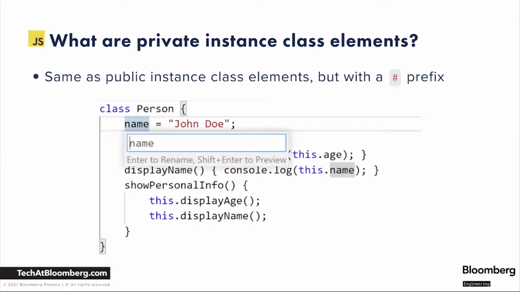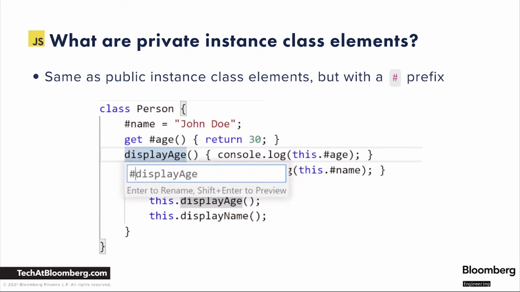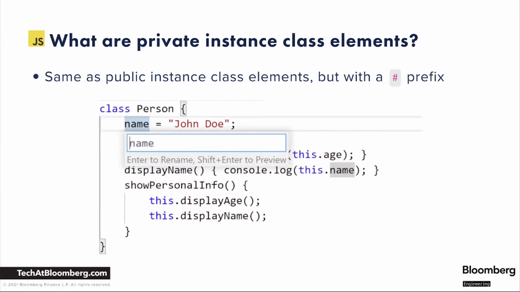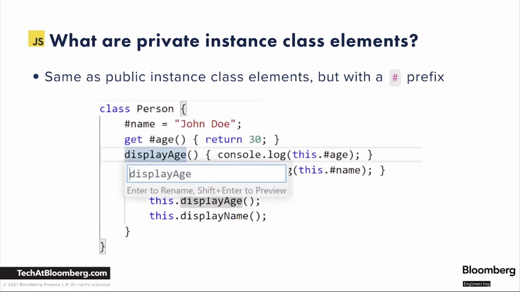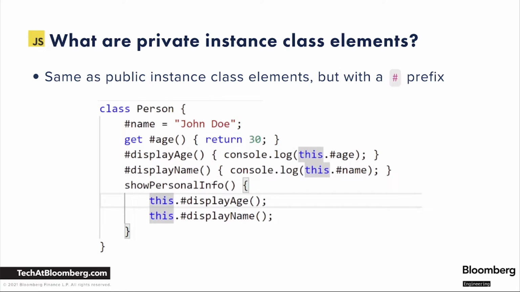To understand private instance class elements, we can look at them in comparison to their public counterparts. At the very basic level, they look very similar, but they are named with a hashtag prefix. So basically, if you rename all of your fields, your accessors, and your methods with this hashtag prefix, things will work mostly the same inside the class.